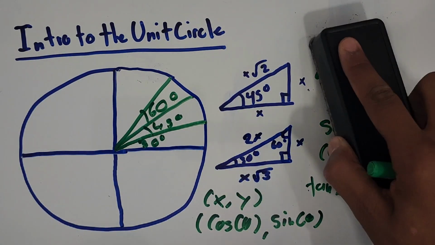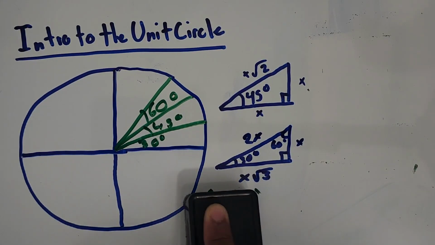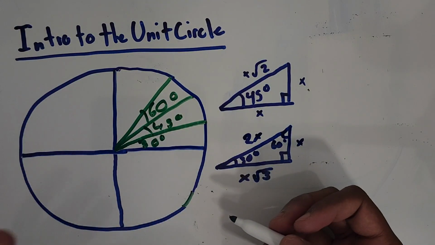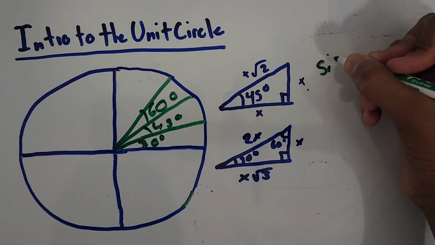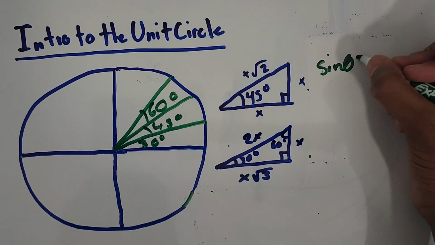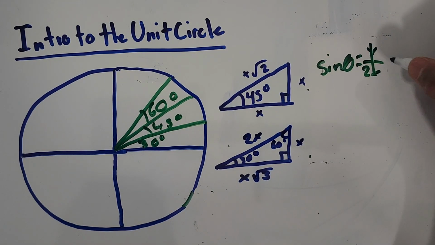So using this, we can derive the SOHCAHTOA values of a 30-degree triangle and 45- and 60-degree triangles. But we'll first start with the 30-degree triangle. So for sine, what does sine equal? We know that in a 30-degree triangle, sine is opposite over hypotenuse. We just cancel the x's out and we get 1/2.